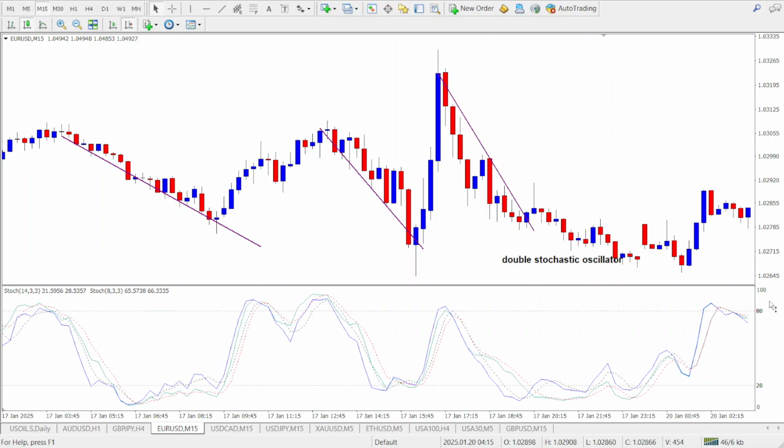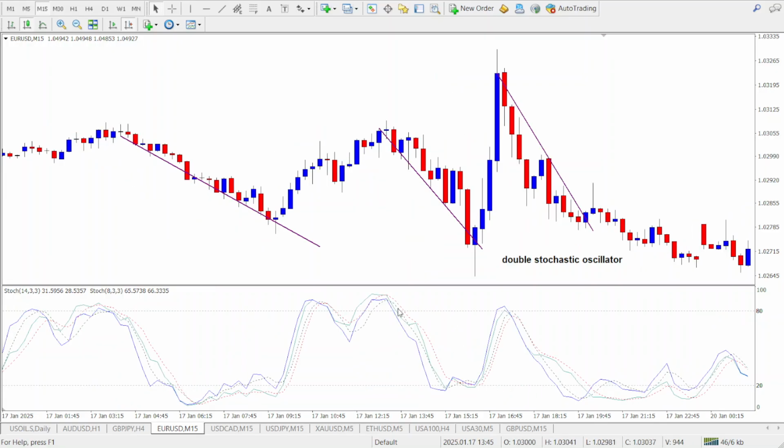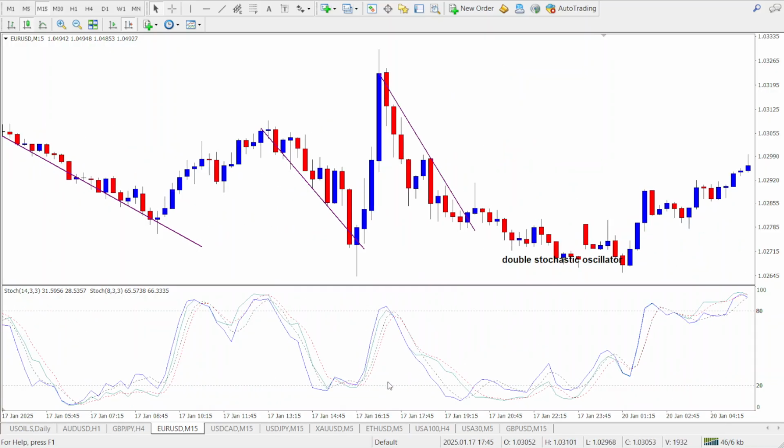Now, another effective strategy is to watch for crossovers between the fast and slow stochastic lines. For example, when the fast line, in this case the green and the blue, right? When the fast lines cross the slow lines, right? When the fast stochastic line crosses below the slow line in the overbought territory, it is a sell signal. When the fast line crosses above the slow line in oversold territory, it is a buy signal.